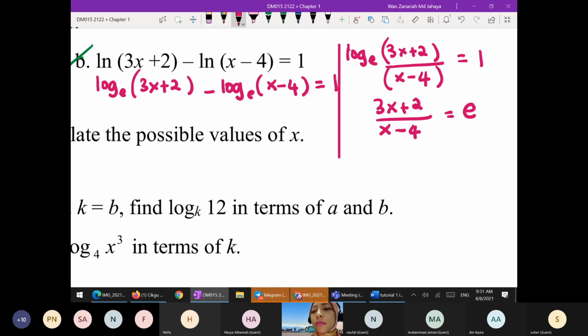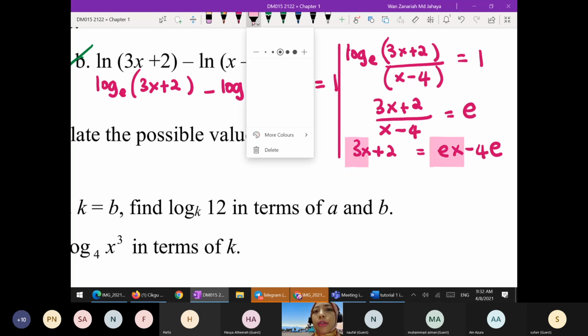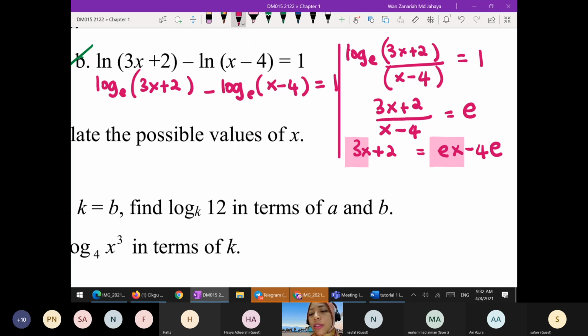Okay, cabarannya kat situ lah. Okay, tak apa, kita teruskan. So jawapan dia adalah 3x plus 2 equals to e times x minus 4. So ex minus 4e. Okay, we want x. Sayang, we want x. Ingat, dalam kepala you, dalam pemikiran you, that we want x. So 3x.